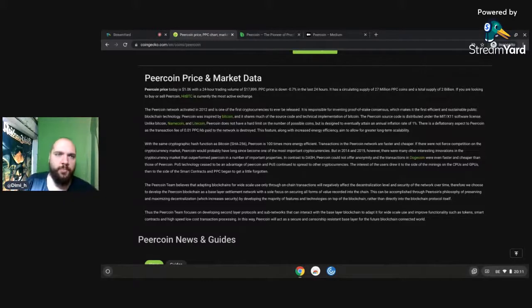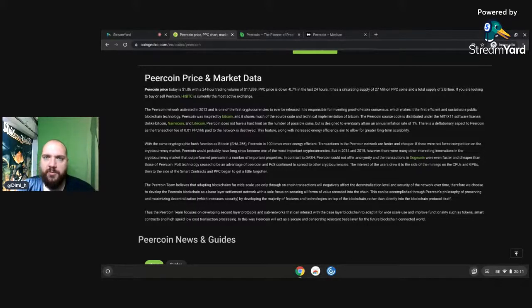That we already knew. Network activated in 2012, one of the very first cryptocurrencies to ever be released. That's correct. Bitcoin is only 1 or 2 years older. No, it's slightly longer. It was 2009 that was the white paper, if I'm not mistaken. Yeah, it's only a few years older than Bitcoin. So it's actually a grandpa among the different coins.